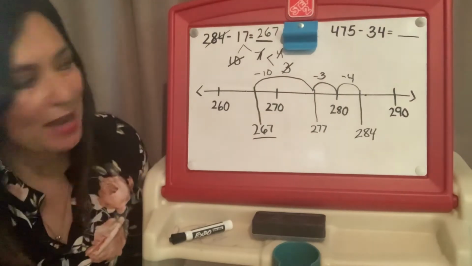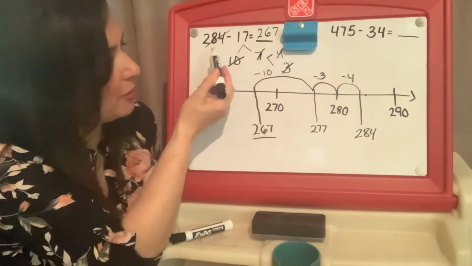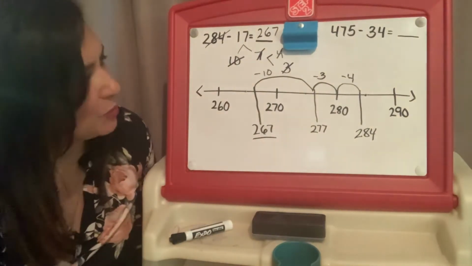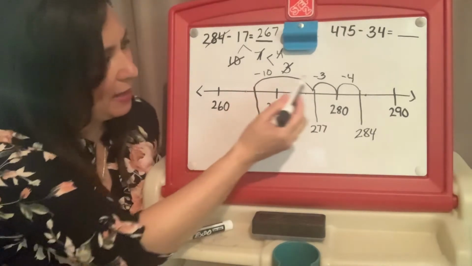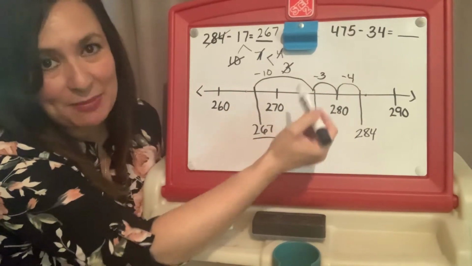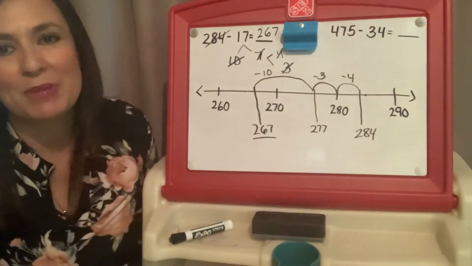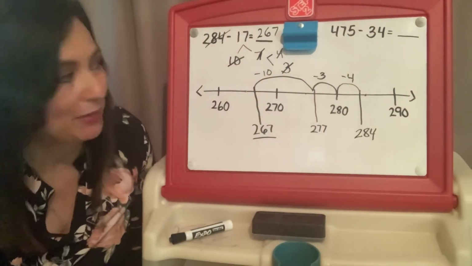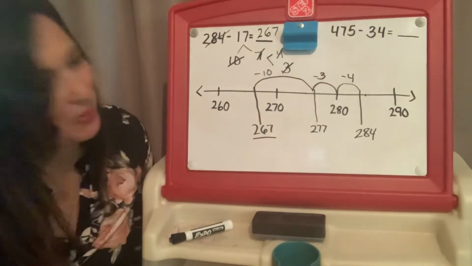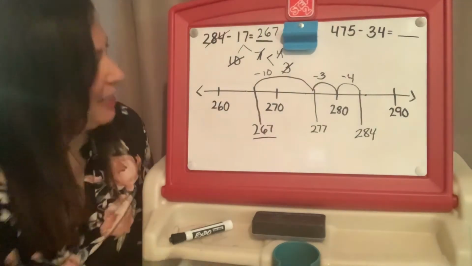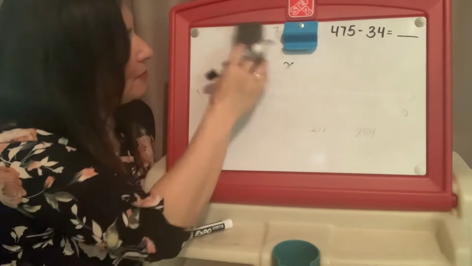Let's just double check. First thing I needed to do was position the total, which was 284. I needed to subtract a total of 17. Well, I've subtracted 10. 3 plus 4 is 7. 10 plus 7 is 17. So I've subtracted the correct amount, and I found my difference of 267. There's so many ways that we could do this, but this is just the way that worked well in my brain today. All right, let's move on to the next one.